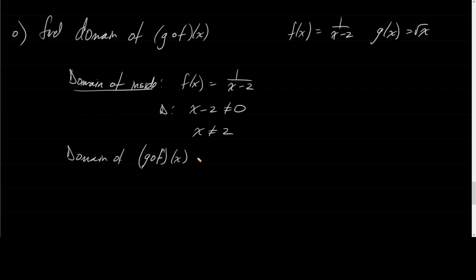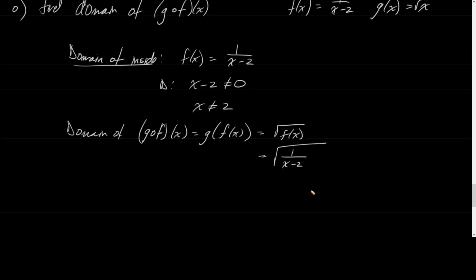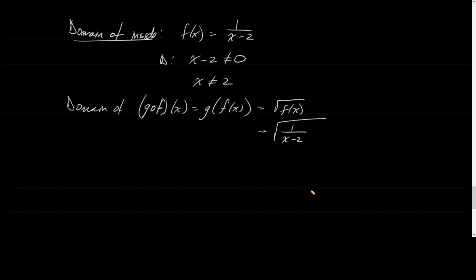Recall that that was g of f of x. And what is that? Well, that says plug in f of x into g. So we've got the square root of f of x, which really means the square root of 1 over x minus 2. Now, in here, we've got a square root function, right?